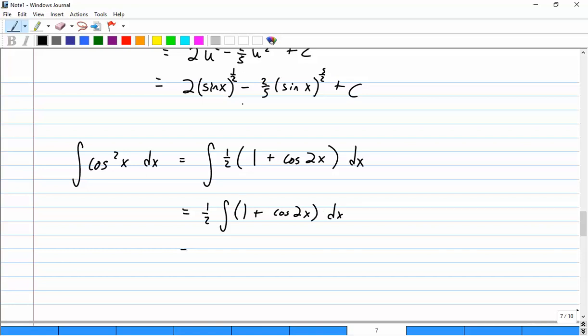What's the integral of 1? X. What is the integral of the cosine of 2x? Think about it. Cosine of 2x. I'm not taking the derivative. That's what? 1/2 sine of 2x. Remember, you bring out the reciprocal of the du? The u is 2x, the du is 2, so you bring out a 1/2 plus c, and I'm done. You can multiply the 1/2 back in if you want to.